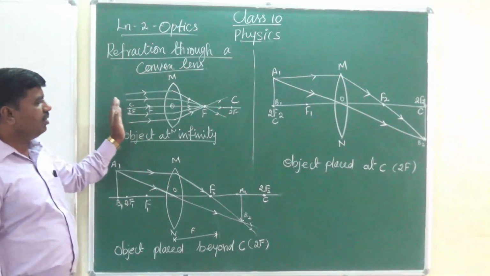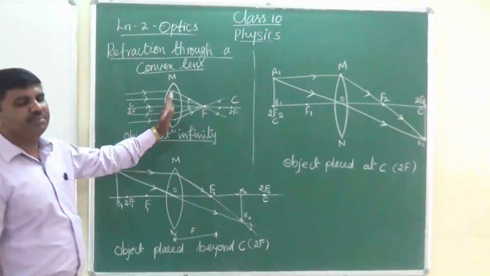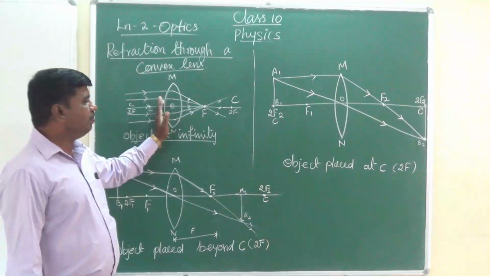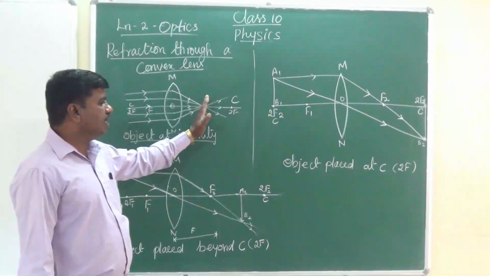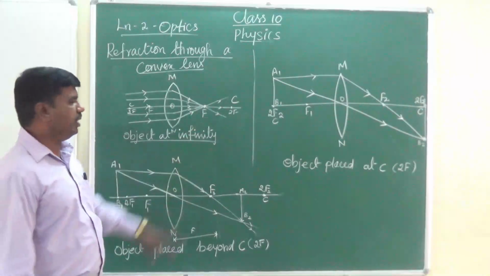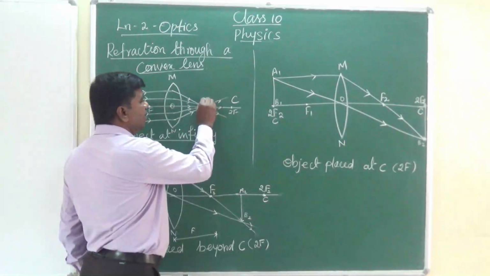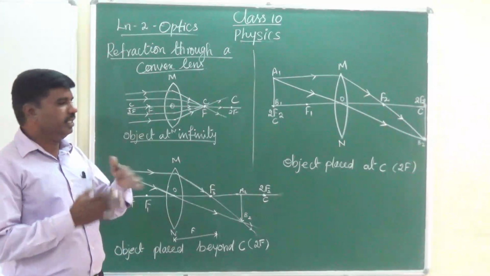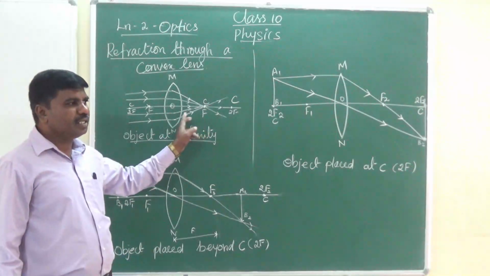So here a number of rays that fall on or hit the lens are all converging at one point. This is nothing but converging at one point. All the rays are meeting at one point. So it is converging, and it is called the converging lens.